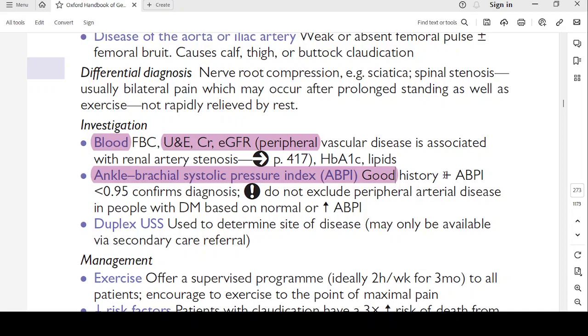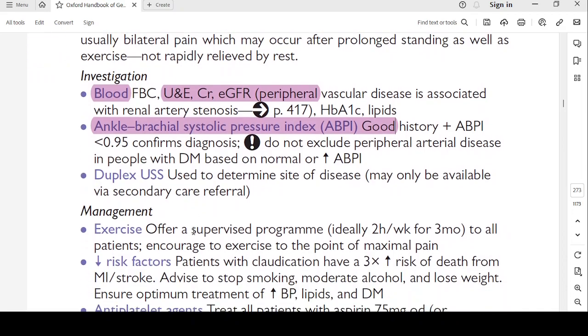Good history you have to take, and ABPI less than 0.95 confirms the diagnosis of peripheral arterial disease. So history of intermittent claudication plus ABPI less than 0.95 confirms diagnosis of peripheral arterial disease. Do not exclude peripheral arterial disease in people with diabetes based on normal or increased ABPI. Duplex ultrasound is usually used to determine the site of the disease, and may only be available via secondary care referral.